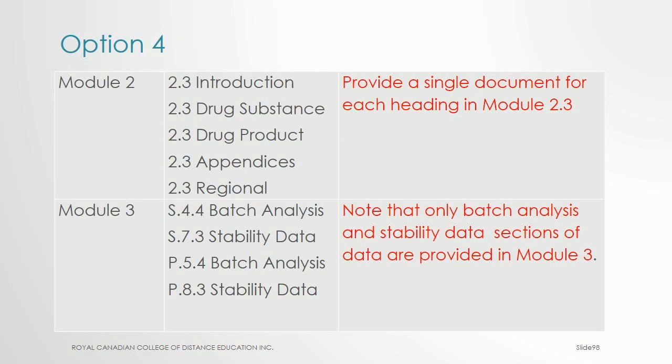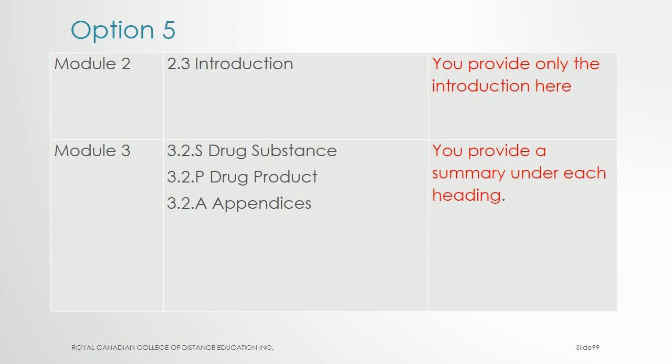Option 4. This option is a modification of Option 3 with only batch analysis and stability data sections of data added in Module 3. CMC information is captured in Module 2. Option 5. In this option you provide only the introduction in Module 2. Module 3 consists of the drug substance, drug product and appendices. You may provide a summary under each heading in Module 3.